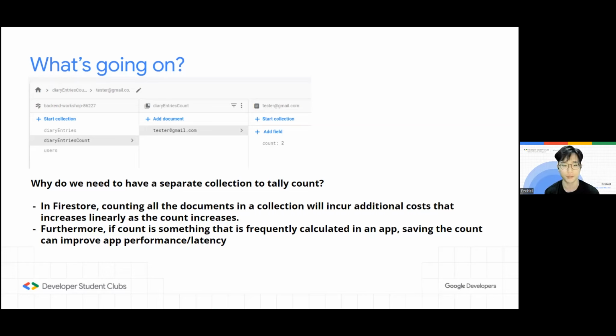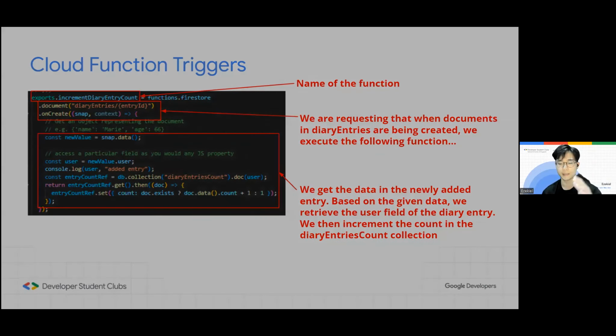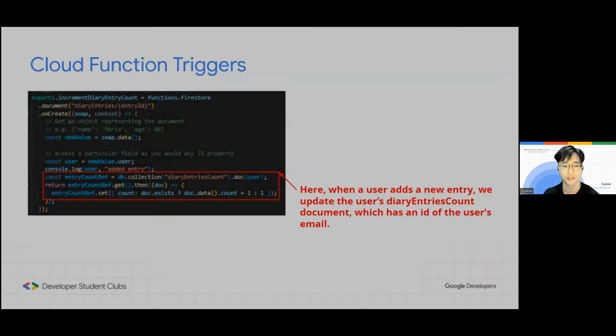If you can see over here, we have a collection of diary entries count. Then we have a bunch of usernames. In this case, we have tester@gmail.com and he has a count of 2. In the previous slide, we see all this logic happening. All it does is that it just updates the count from 2 to 3, or from -1 to 1, depending on the changes.